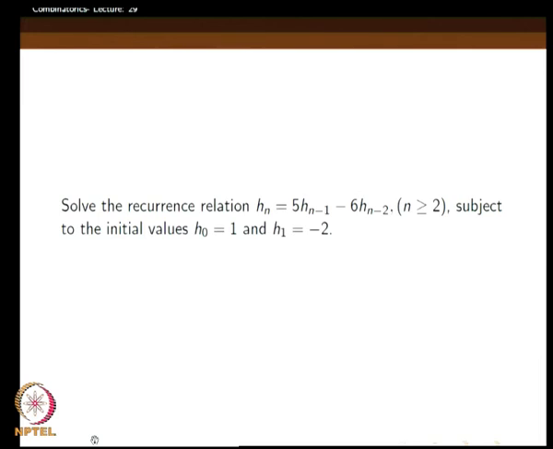The first example is this one: hn equal to 5 hn minus 1 minus 6 hn minus 2, for n greater than or equal to 2. Of course this will work only for n greater than or equal to 2, because you are depending on two previous terms. So initial values for h0 and h1 have to be given. h0 is equal to 1 and h1 equal to minus 2 is given here. Now how will we solve it?